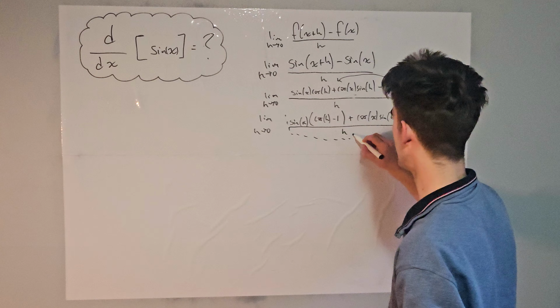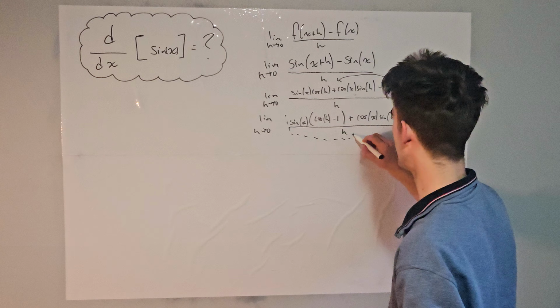From here, our next step is to use a trig identity on sine of x plus h. That's going to look something like this. We'll still have the limit as h approaches 0, and now it'll be of sine x cos h plus cos x sine h minus sine x, all over h.